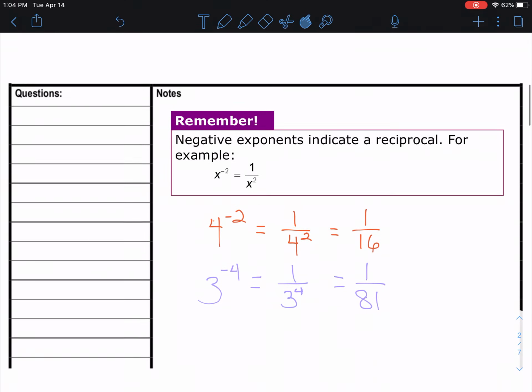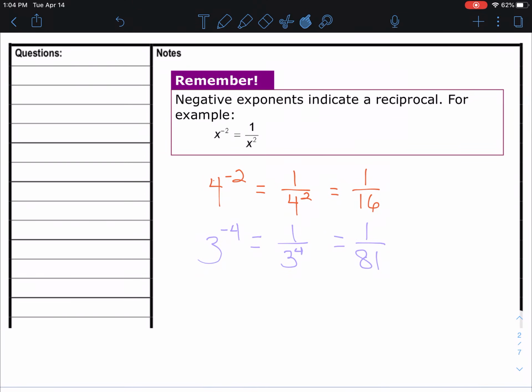Okay, so before we get into that, real quickly, I just wanted to review negative exponents. If you recall, if you have a negative exponent, it moves it down to the bottom and makes it positive. So for example, if you have 4 to the negative 2 power, that becomes 1 over 4 squared. And then 4 squared is 16, so you get 1/16.